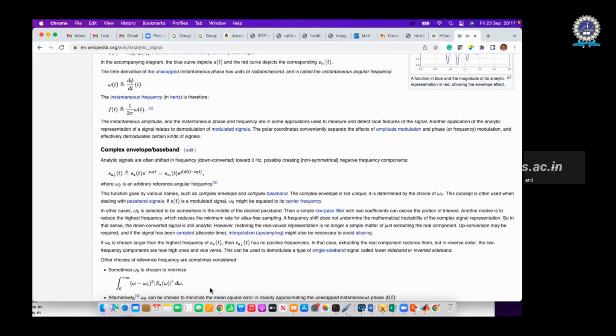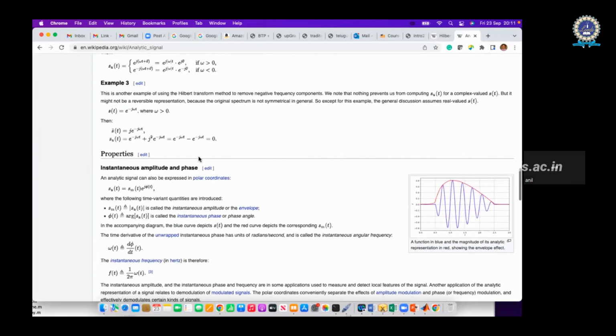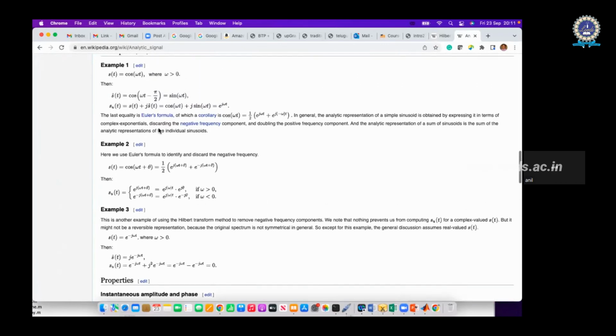You can see in the analytical signal, the phase part is: you have a signal, s_a of t is s of t plus j into s cap of t, right? So from that you can calculate the phase part.